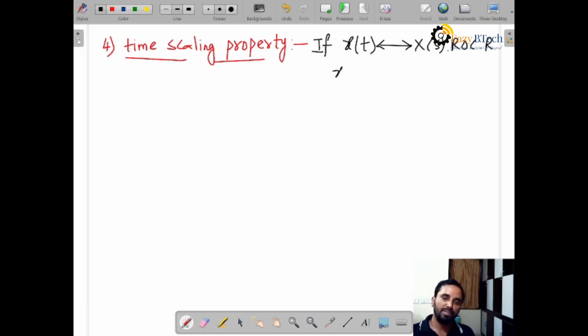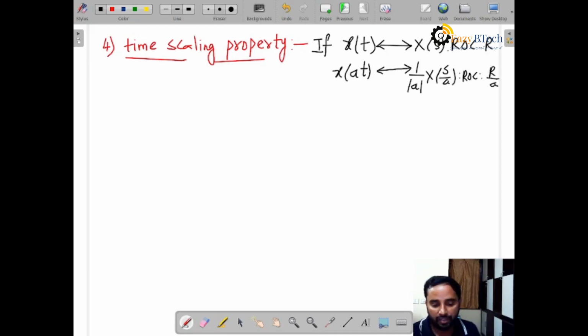then time scaling means x(at). What is the Laplace transform of x(at)? It is 1 by mod a times X(s by a), and its ROC is R by a. The ROC is divided by the factor a. So this is the ROC. Let's see the proof now.